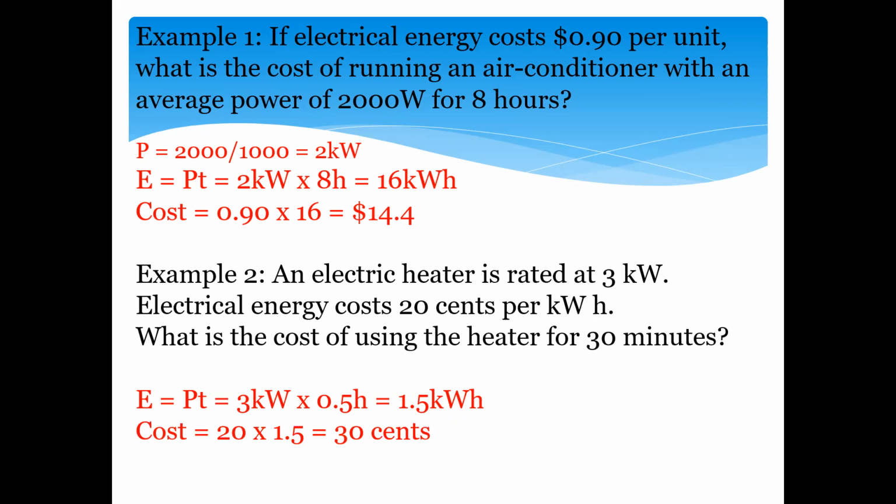So the idea is that whenever you want to calculate the cost of electrical energy, it is power multiplied by time. The electrical power must be in kilowatts and the time should be in hours, so that you get the energy in kilowatt hours. And 1 kilowatt hour refers to 1 unit of electricity. So we multiply by the cost of each unit, and we get the total cost of using that electrical appliance.